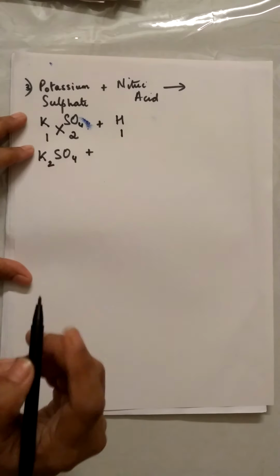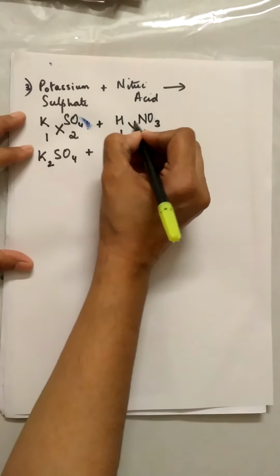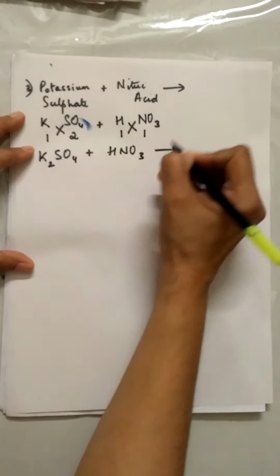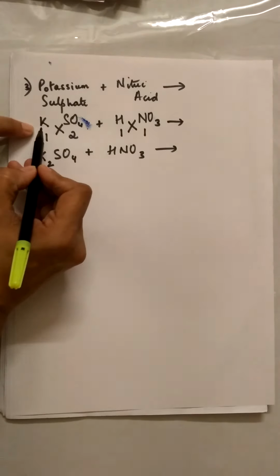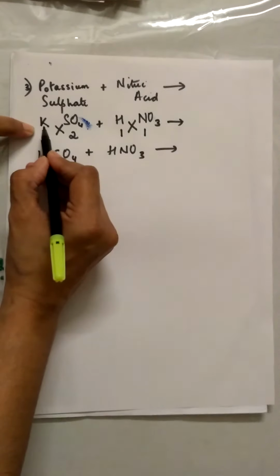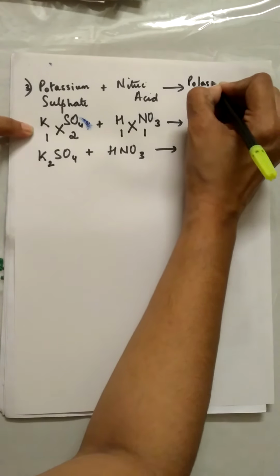Nitric acid along with hydrogen has NO3, nitrate. Valency of nitrate is 1. So after we cross multiply, we get HNO3. Now for the products, we will rearrange the positive ion of the first compound with the negative ion of the second one. So potassium with nitrate. So you will get potassium nitrate here.